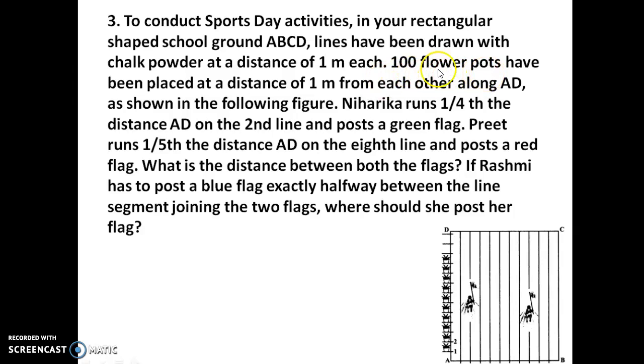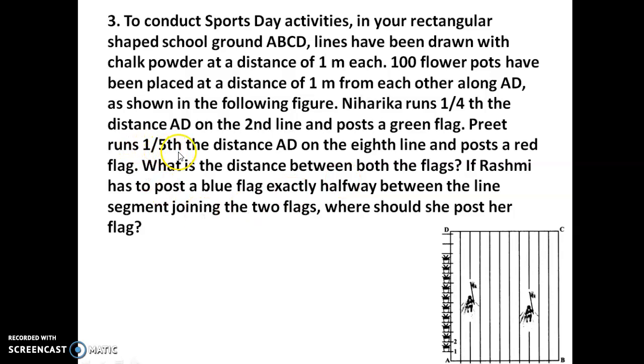10 flower pots have been placed at the distance of 1 meter from each other along AD, as shown in the following figure. Niharika runs 1/4 the distance of AD on the second line and posts a green flag. Here you can see the numbering and all, and the flower pot is here and one girl is running. So 1/4 of the distance she is placing a green flag.